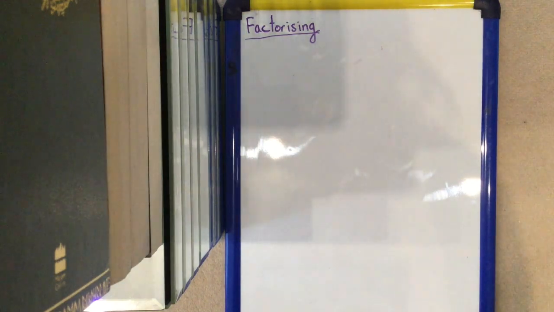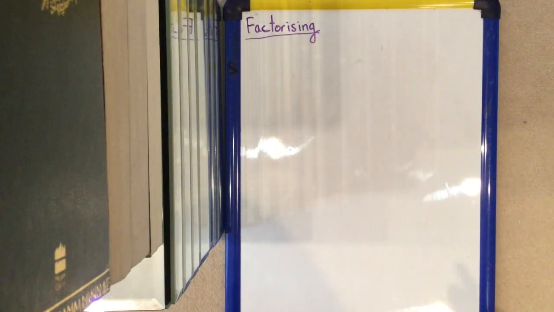Now first off, what is factorising? Factorising is the process of removing a common factor from an expression to make it a little easier and simpler to work with. So the most basic form of factorising is removing a common factor.